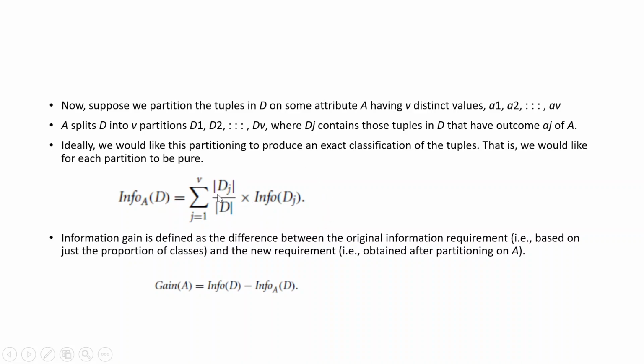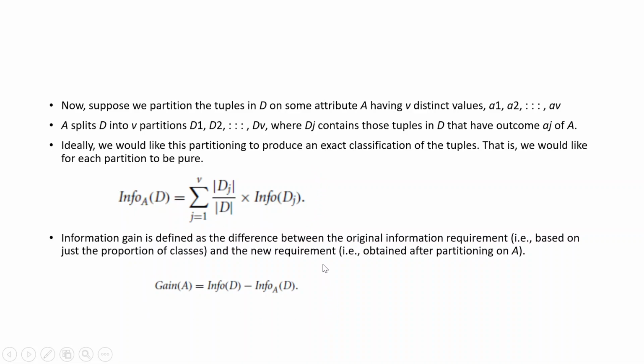Dj is the total number of tuples in the jth partition. Say for example, in the case of age, we have three partitions. So it is D1 divided by total times entropy of D1, plus D2 divided by total times entropy of D2, and so on. That is the entropy after partitioning.